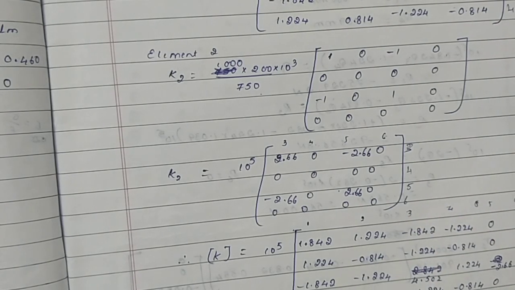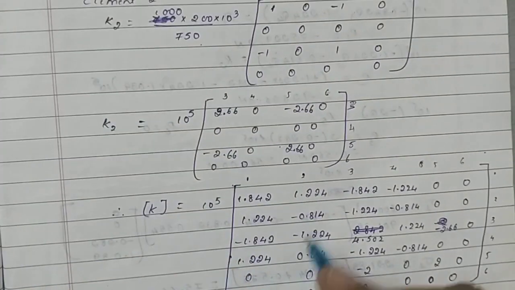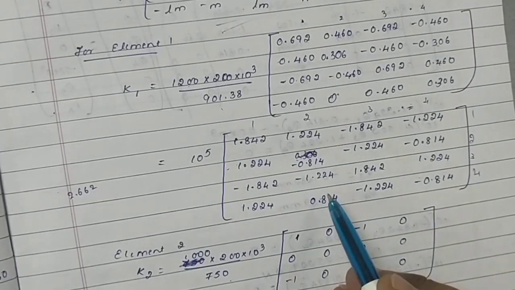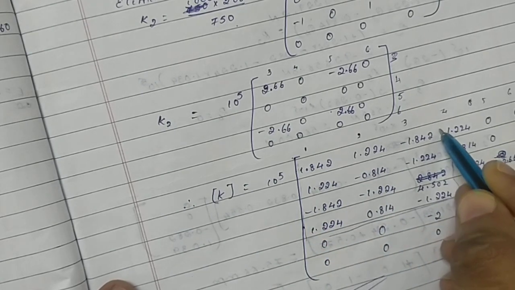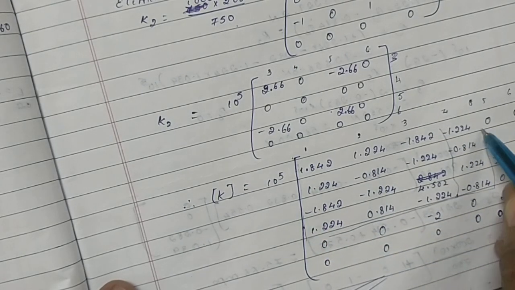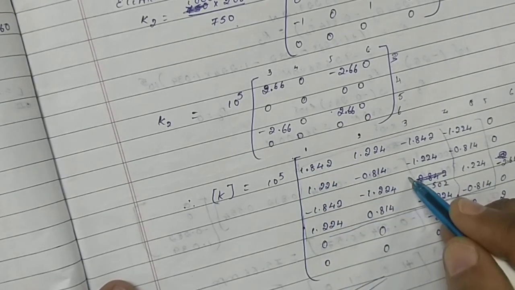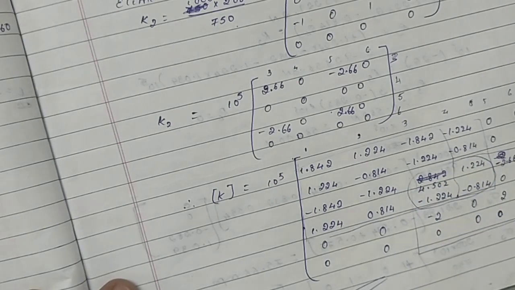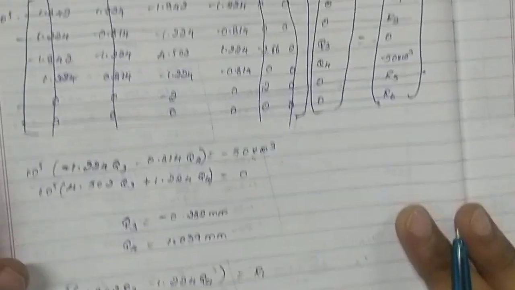The 6 cross 6 matrix will be the global stiffness matrix. So 1, 2, 3, 4, 5, 6 along the rows and columns. Write the first matrix, that is the K1 matrix, here 1, 2, 3, 4. And write the second one, which starts from 3 cross 3. This and this, so only this overlapping part will be added. This is the global stiffness matrix.